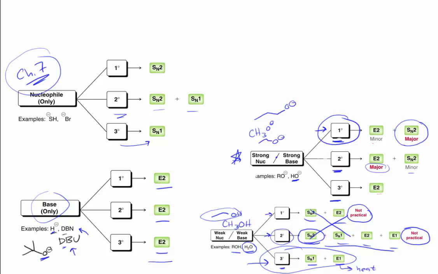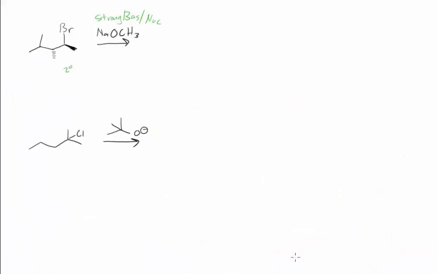Whereas with a tertiary substrate, that might be the hardest category: the weak nucleophile, weak base with a tertiary substrate. If we add heat in our reaction, we will probably assume that the E1 is the major product. If there's no heat, you can predict that the SN1 product is the major product. So let's go back to our discussion here.